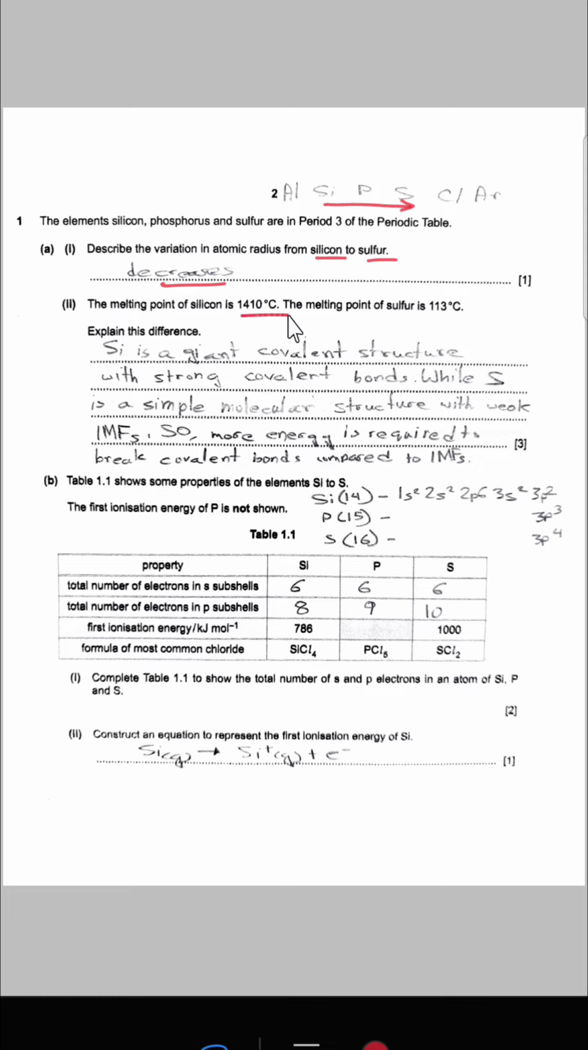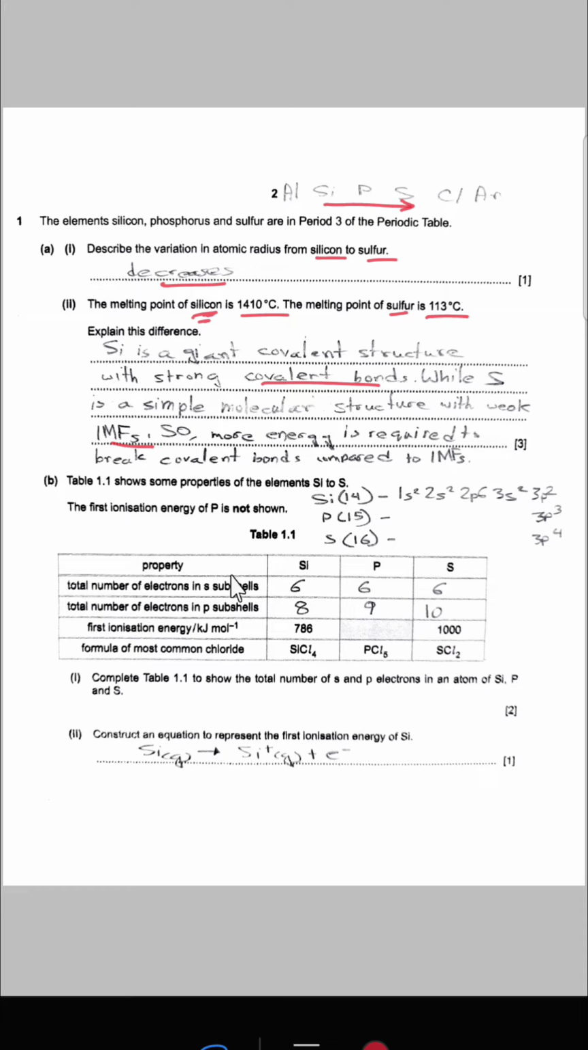The melting point for silicon is 1410 and the melting point for sulfur is 113. Explain the difference. Silicon is a giant covalent structure with strong covalent bonds, while sulfur is a simple molecular structure with weak intermolecular forces of attraction, and so more energy is needed to break the covalent bonds in silicon compared to the intermolecular forces in sulfur. Therefore, silicon has a higher melting point than sulfur.